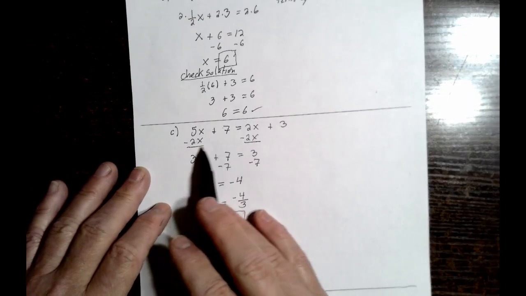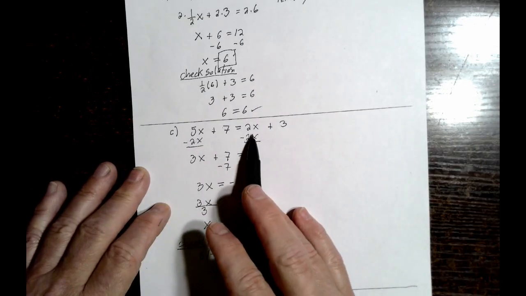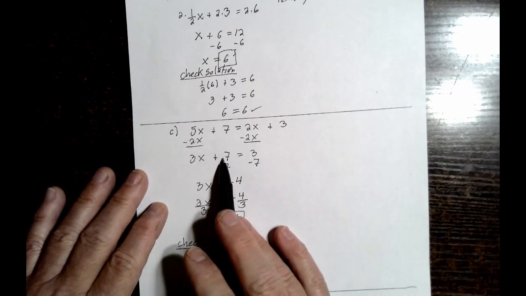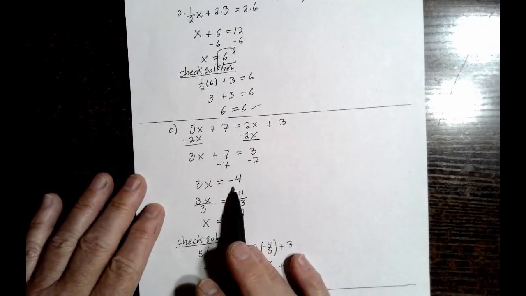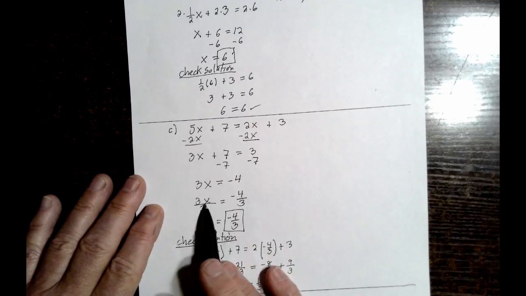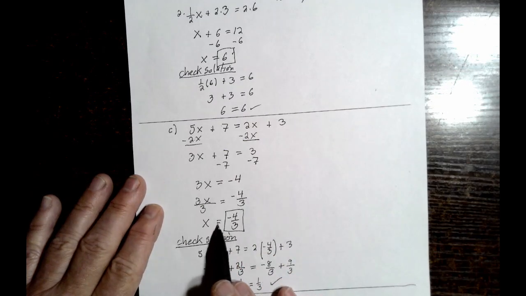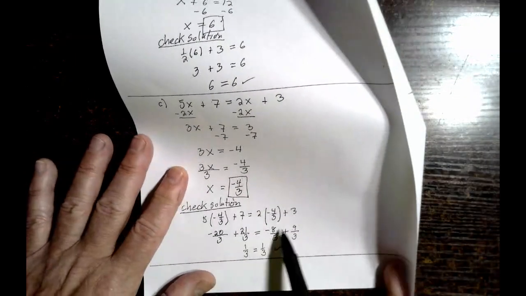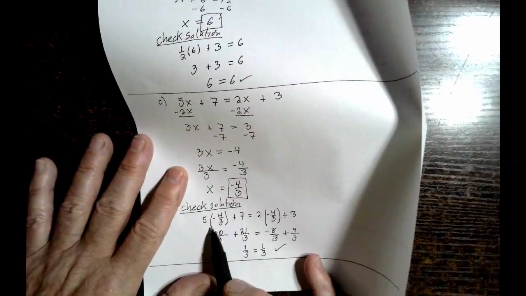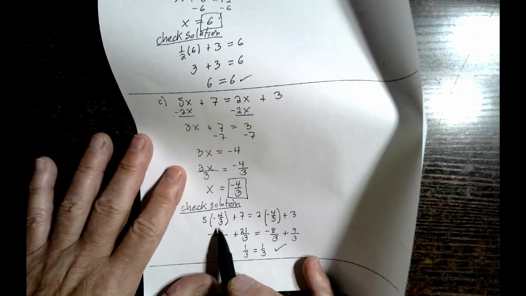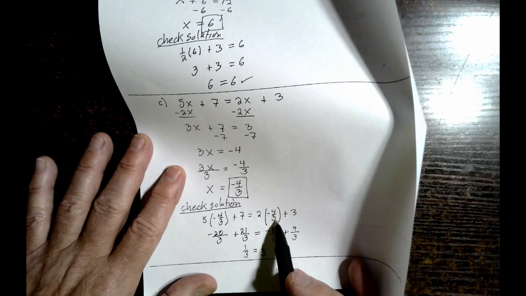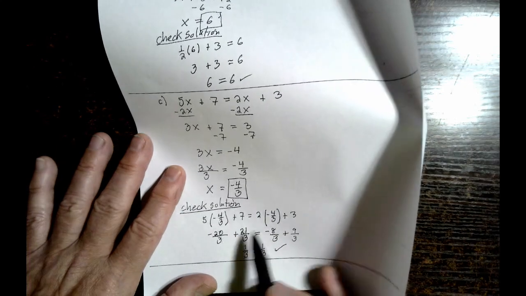Okay, now in this one you got variables on both sides, constants on both sides. I generally like to have the variables on the left, so I'm going to move this 2x by subtracting 2x. Then I'm going to move this 7 by subtracting 7. And then I'm going to divide by 3 because we're multiplying by 3 here. And you get minus 4/3. And again, you can check it either here using math, or you can plug it into your calculator. 5 times negative 4 divided by 3 plus 7. And 2 times negative 4 divided by 5 plus 3, and you'll get the same answer on both sides.